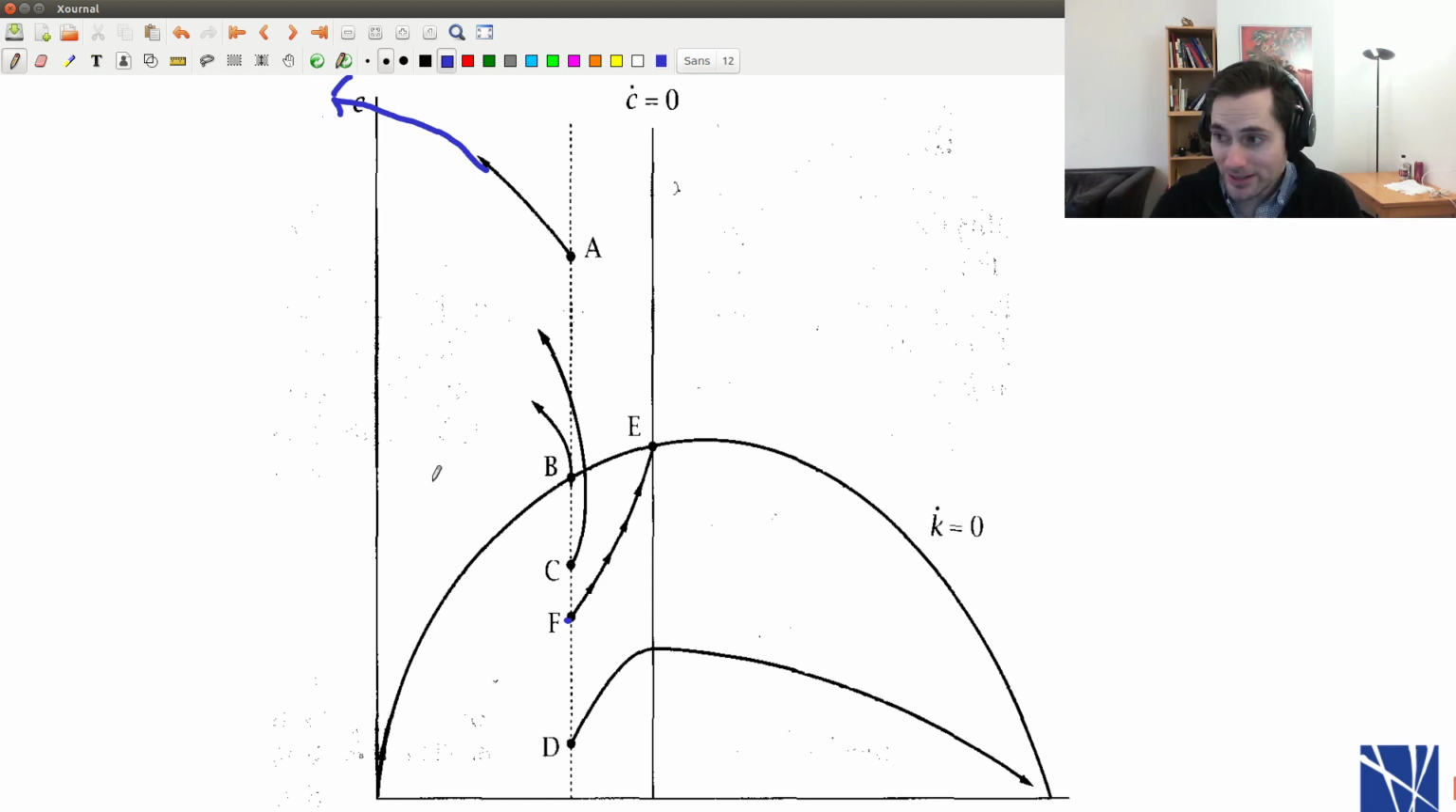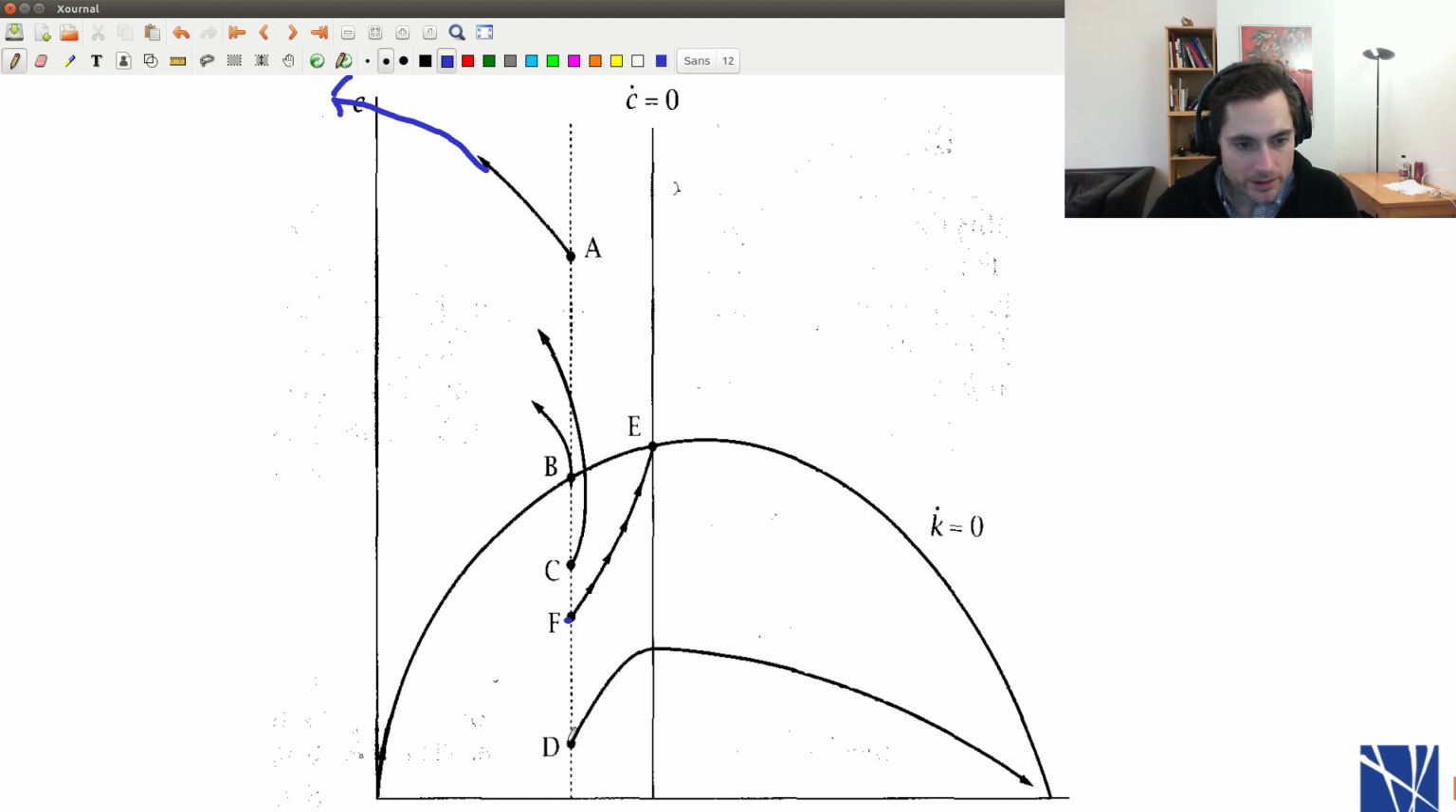So this is actually the area where what we talked about is important, this no Ponzi scheme condition. That's saying that we can't just raise our consumption forever by accumulating negative capital. Okay, so that's where you see it.